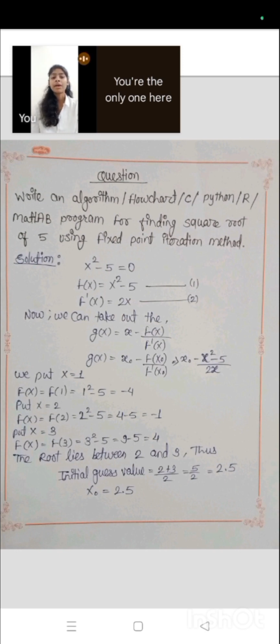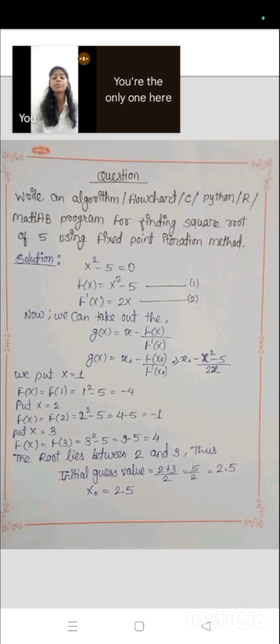x square minus 5 is equal to 0, and we write f of x is equal to x square minus 5, equation number 1, and f dash x is equal to 2x, equation number 2. Now we can take out the g of x is equal to x minus f of x upon f dash x, and g of x is equal to x0 minus f of x0 upon f dash of x0.